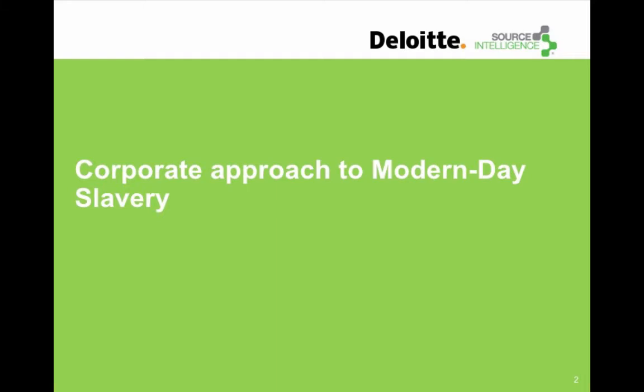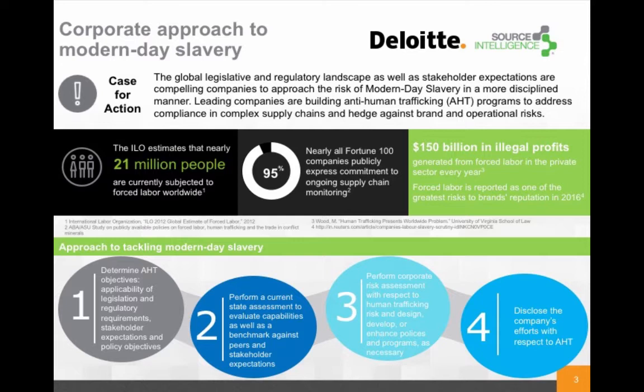The global legislative and regulatory landscape in this area around corporate and modern-day slavery continues to evolve as stakeholder expectations are really elevating the issue of modern-day slavery as a top-of-mind issue and risk, and really compelling companies to approach the risk of modern-day slavery in a much more disciplined manner. So leading companies are building anti-human trafficking programs that address the compliance considerations in a complex supply chain, as well as begin to hedge against brand and operational risks.